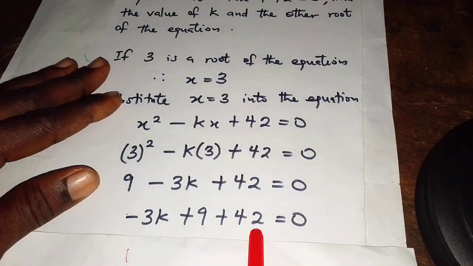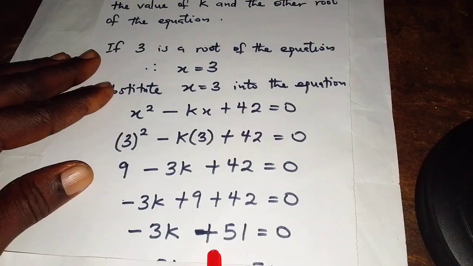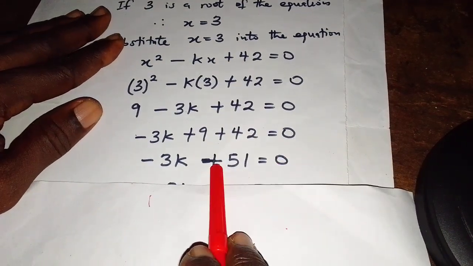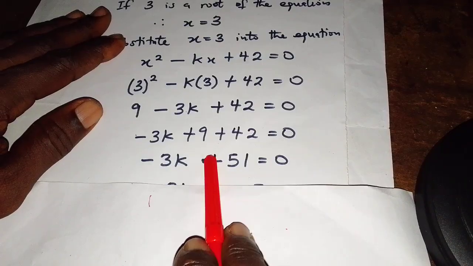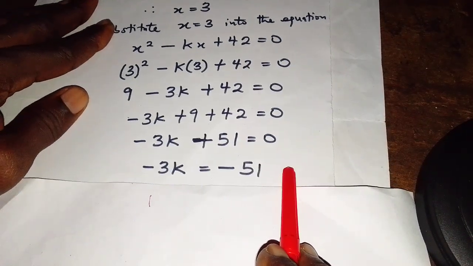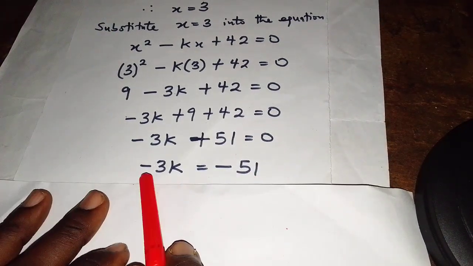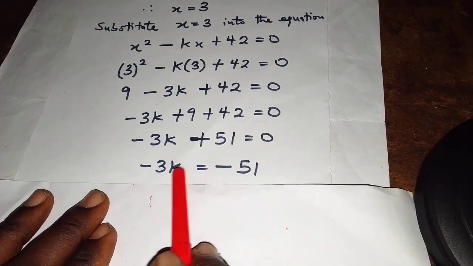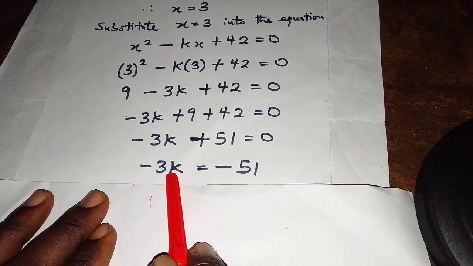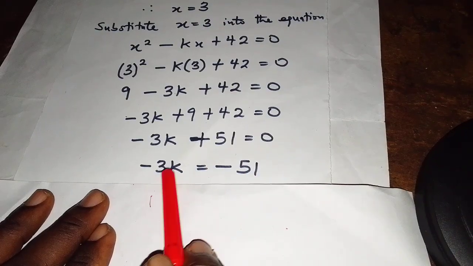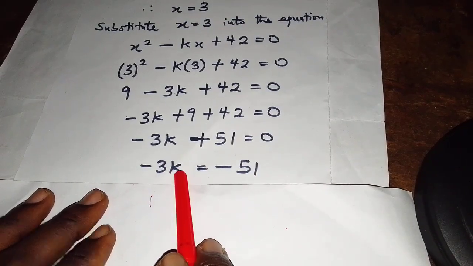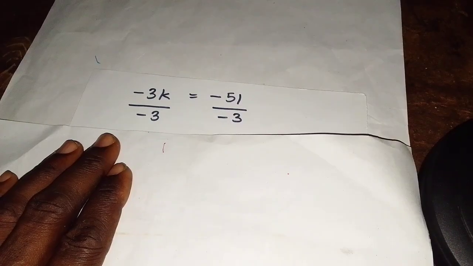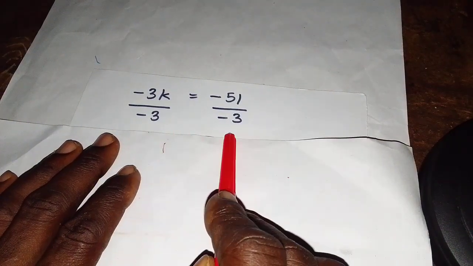9 plus 42 will give you plus 51. So 51 is equal to 0. If you now bring this plus 51 to the other side, it will turn to minus 51. So you now have minus 3k equals minus 51. To get the value of k, you are going to divide both sides by minus 3, the coefficient of k.